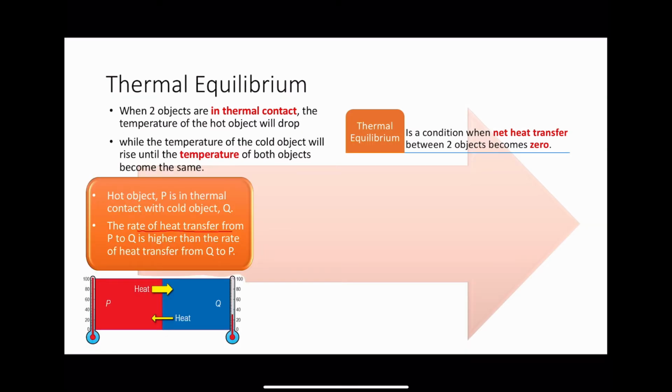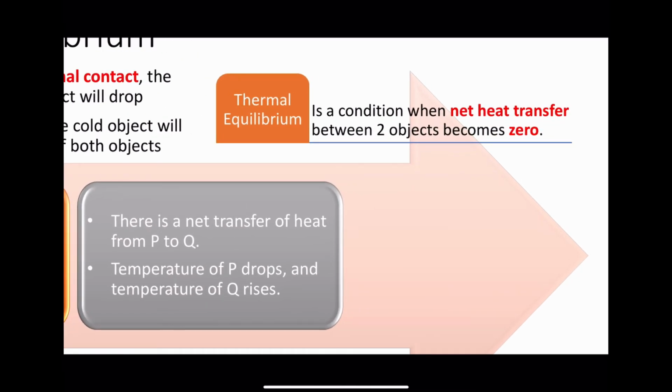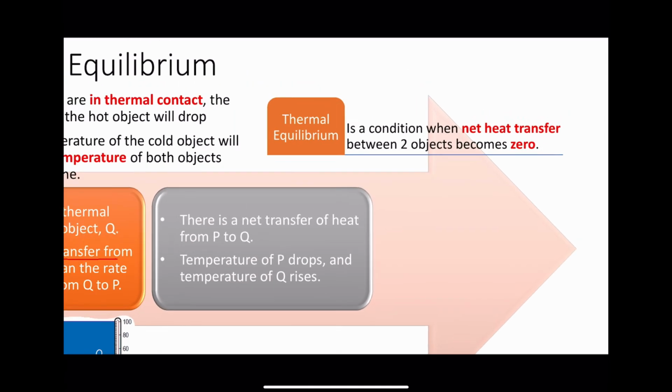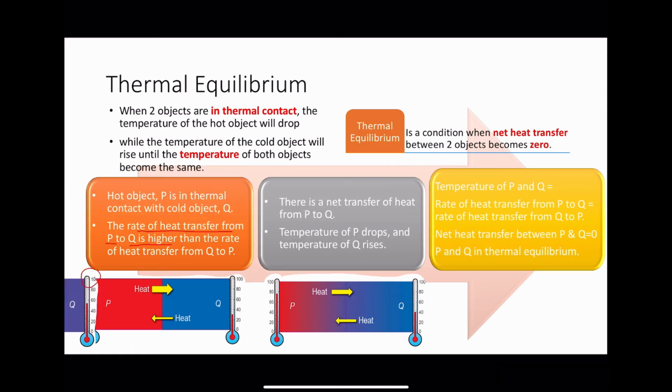Here is an example. When hot object P is in thermal contact with cold object Q, the rate of heat transfer from P to Q is higher than the rate of heat transfer from Q to P. Notice that the temperature of P is higher. Then we see there is a net transfer of heat from P to Q. And then temperature of P drops while temperature of Q rises.